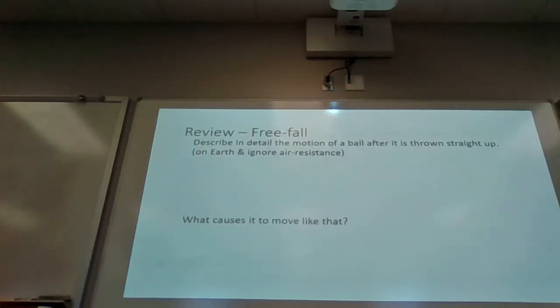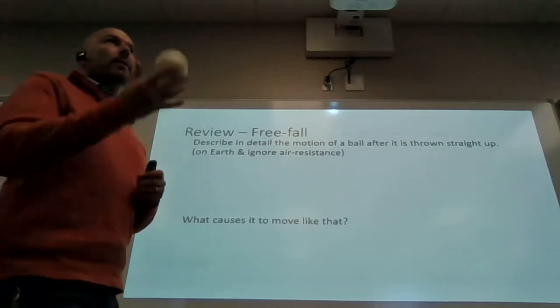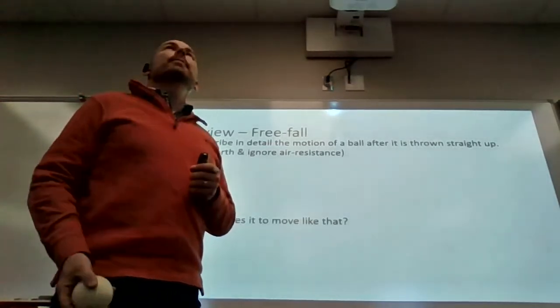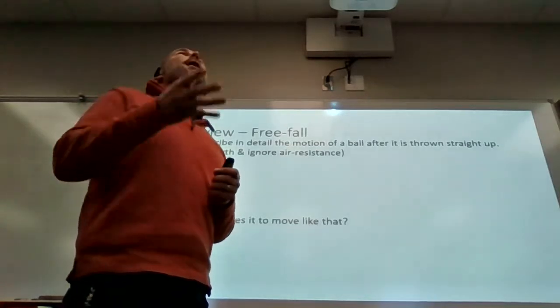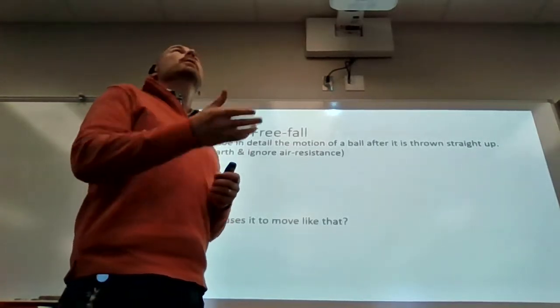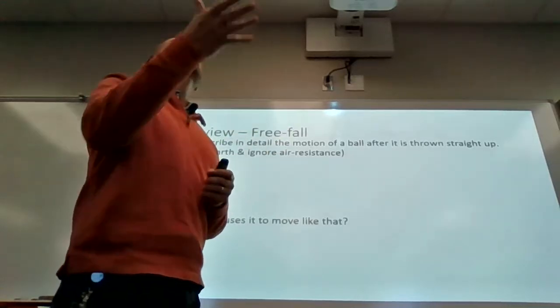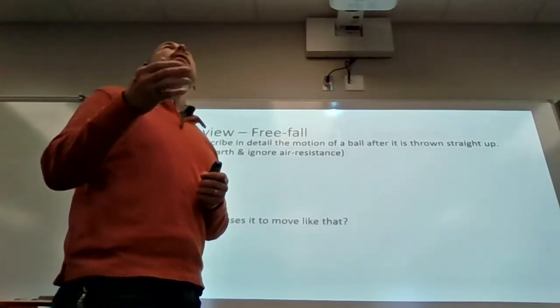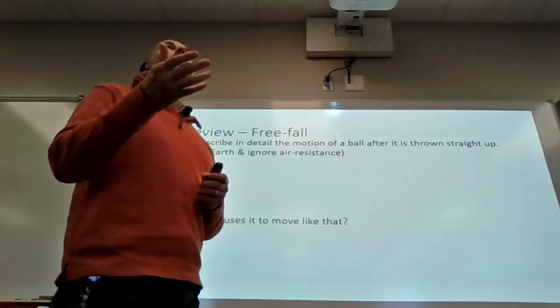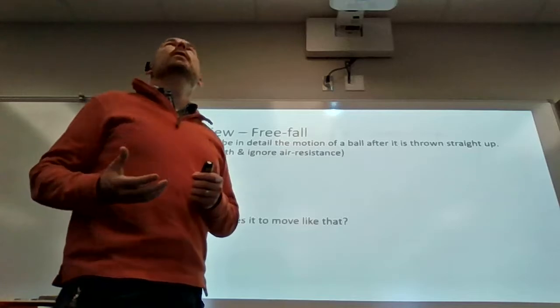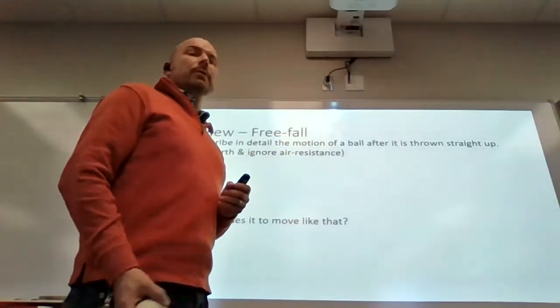Okay, so quick review. I want you to explain why or how, describe the motion of this ball after it leaves my hand before I catch it. This whole process in detail, why it does that, specifics about all that stuff. Tell your neighbor. Have a discussion.